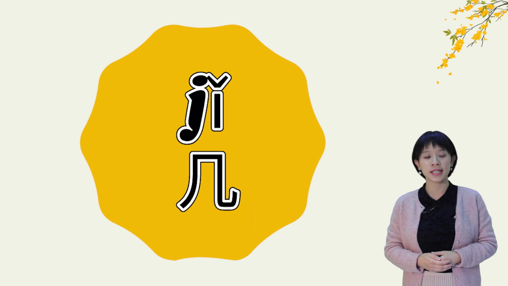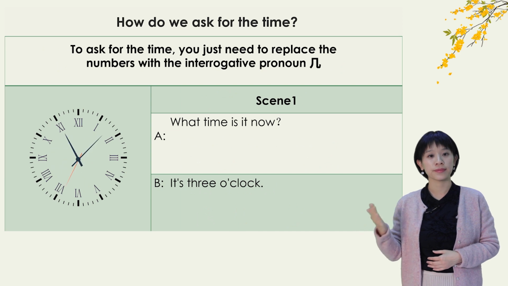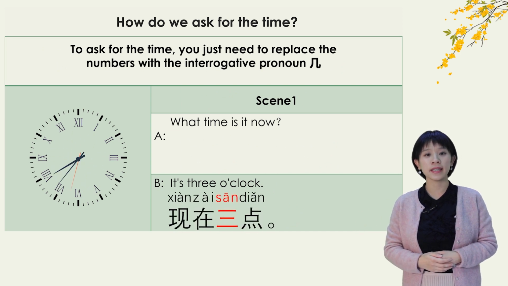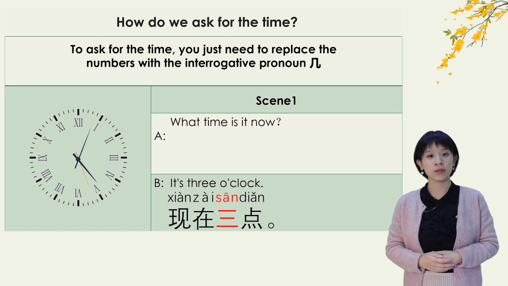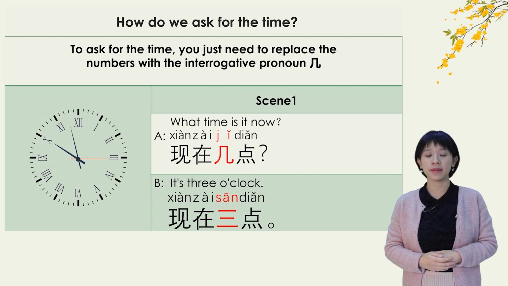Now that we know how to express the time, how do we ask for the time? As smart as you are, surely you already know that to ask for the time, we just need to replace the number with the question word 几, how many, how much. Let's see two examples. What time is it now? It is 3 o'clock. We start with the answer. 现在3点. So the question would be 现在几点?